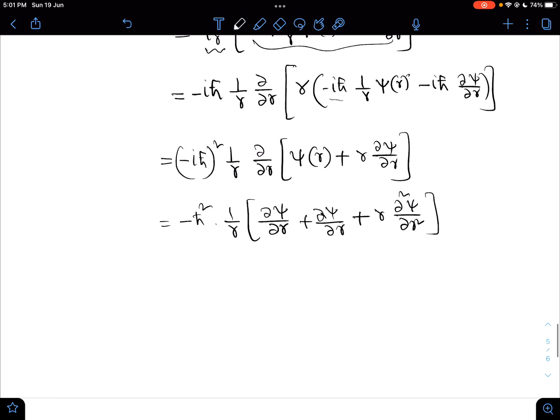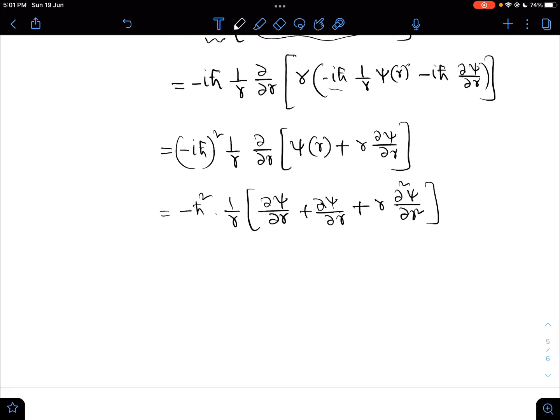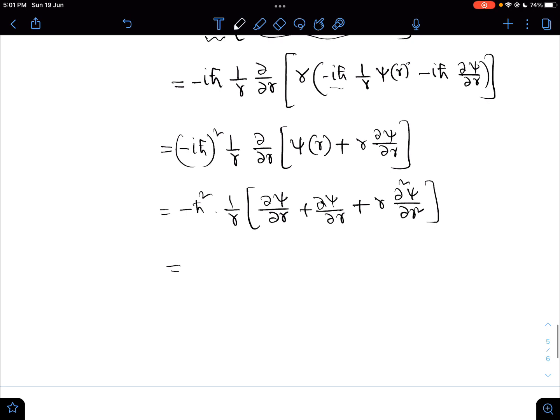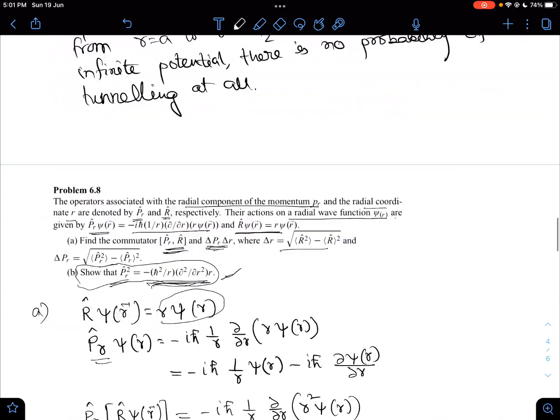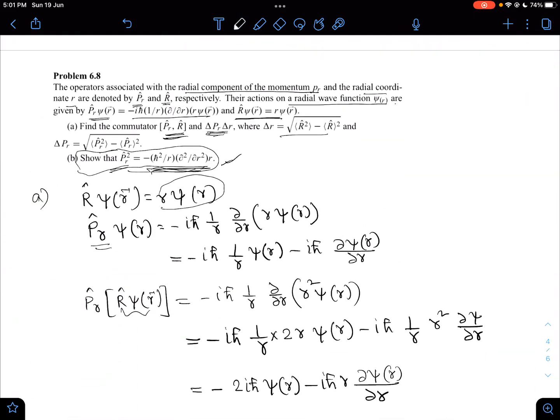So if we do this carefully, we will get minus h cut squared 1 by r times 2 del psi del r plus r del squared psi del r squared. So this is one form, but it seems that this is not adequate with our required form.